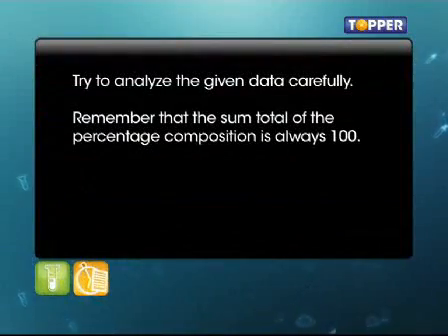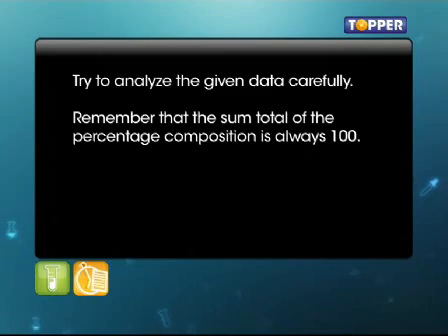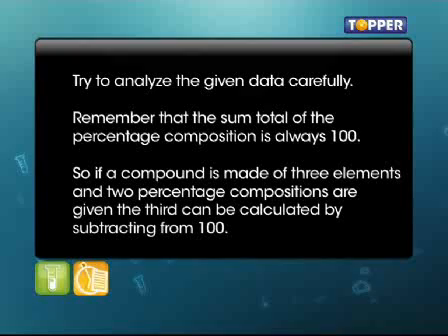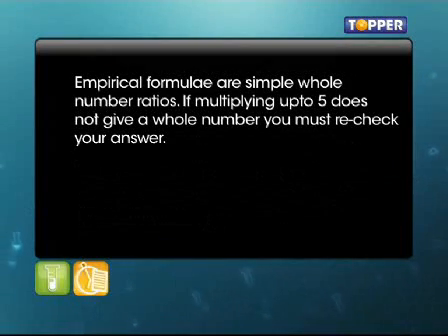To round up our special tools on handling exams, we have some very special pointers that will keep you from going wrong. Try to analyze the given data carefully and remember the sum total of the percentage composition is always 100. So, if a compound is made of 3 elements and 2 percentage compositions are given, the third one can always be calculated by subtracting from 100. Empirical formulae are simple whole number ratios. If multiplying up to 5 does not give a whole number, you must recheck your answer.